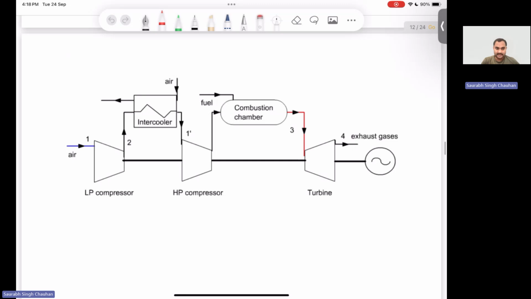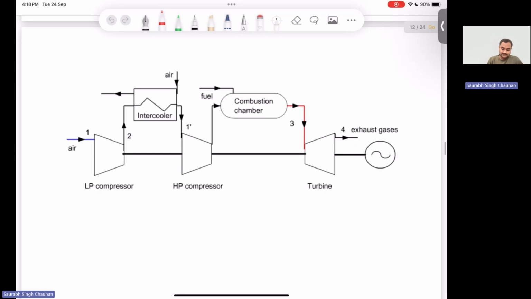Okay, so here is a better diagram. As you can see, air comes and passes through the low pressure compressor, and this low pressure compressor is connected to a high pressure compressor with the same shaft. Then the air coming out from the low pressure compressor goes through an intercooler, right?